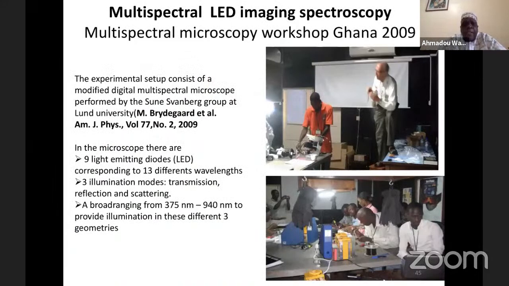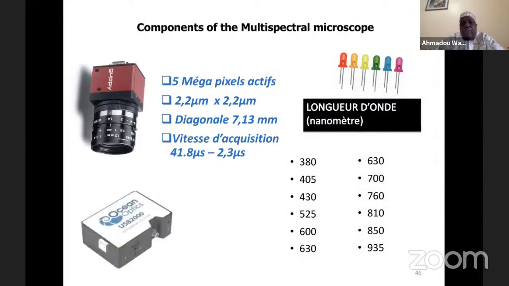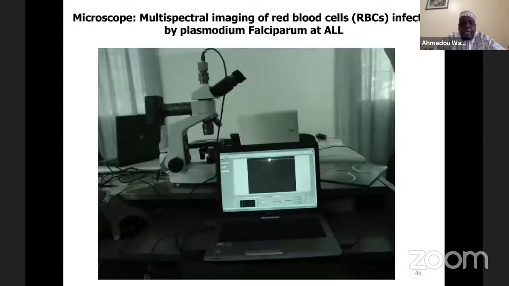So the last part is the multispectral spectroscopy. For that, we are in the network. We have done a first workshop in Ghana with the group of Sune Svanberg, who have built a multispectral microscope. This is the component of this multispectral microscope. So the application is in the characterization of Plasmodium falciparum, which is the parasite of malaria, in a red blood cell.